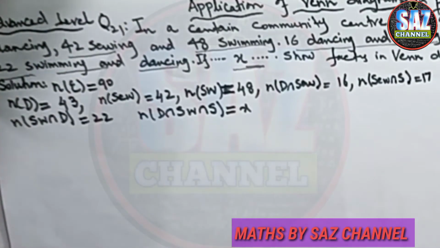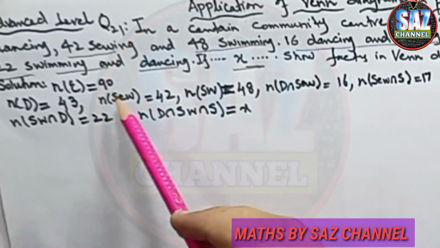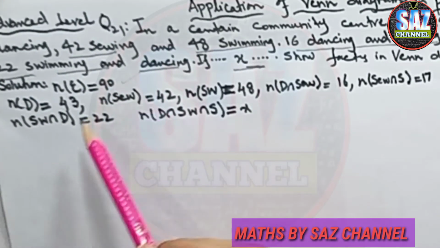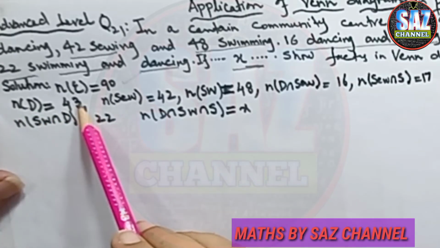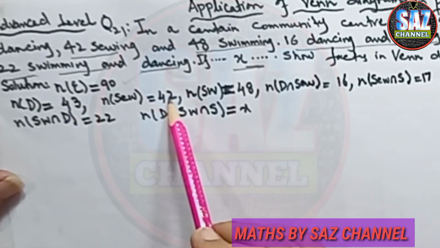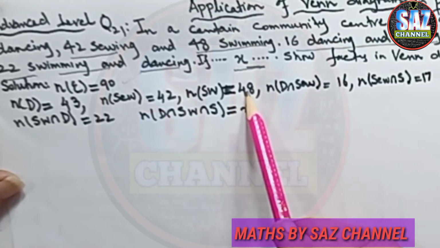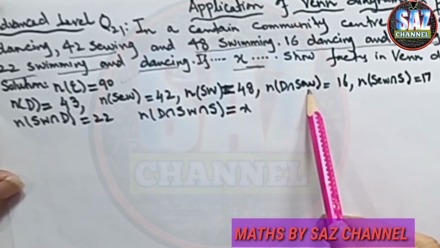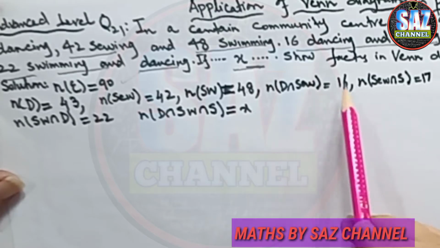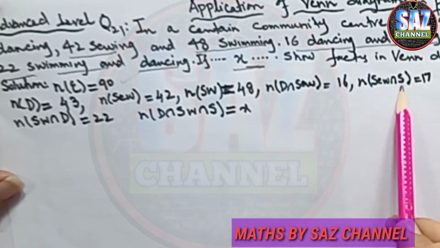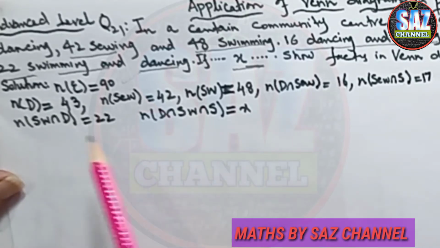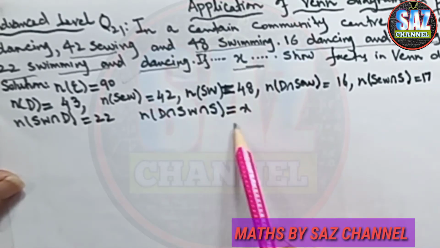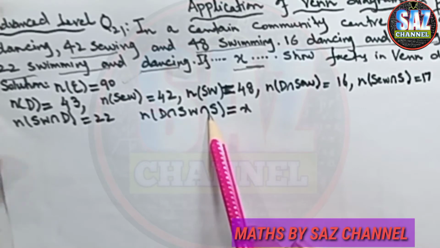Question says that there are a total of 90 people in this group, and out of these 90, the number of people who are taking part in dancing is 43, sewing is 42, swimming is 48, and dancing intersection sewing is 16, sewing intersection swimming is 17, and swimming intersection dancing is 22, and the number of people who are taking part in all three activities is X.